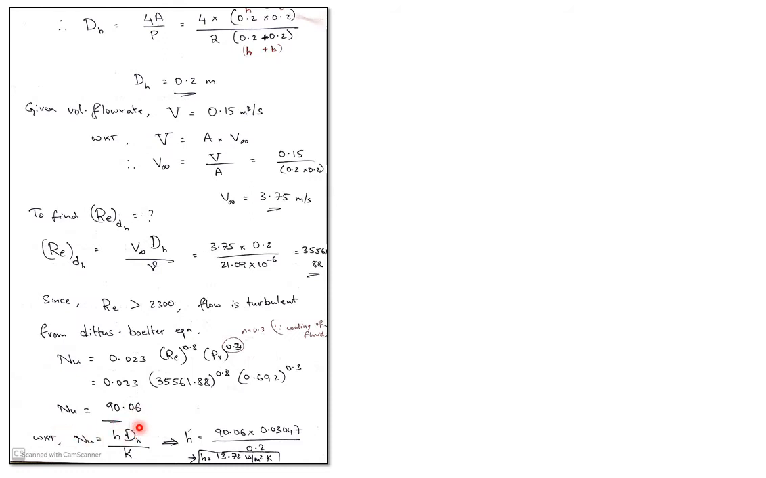Once you get the Nusselt number from this equation, with Nusselt number equal to h into DH by k, which you get from page number 120, you can find the heat transfer coefficient, which is 13.72 watt per meter square Kelvin. So this completes the problem.